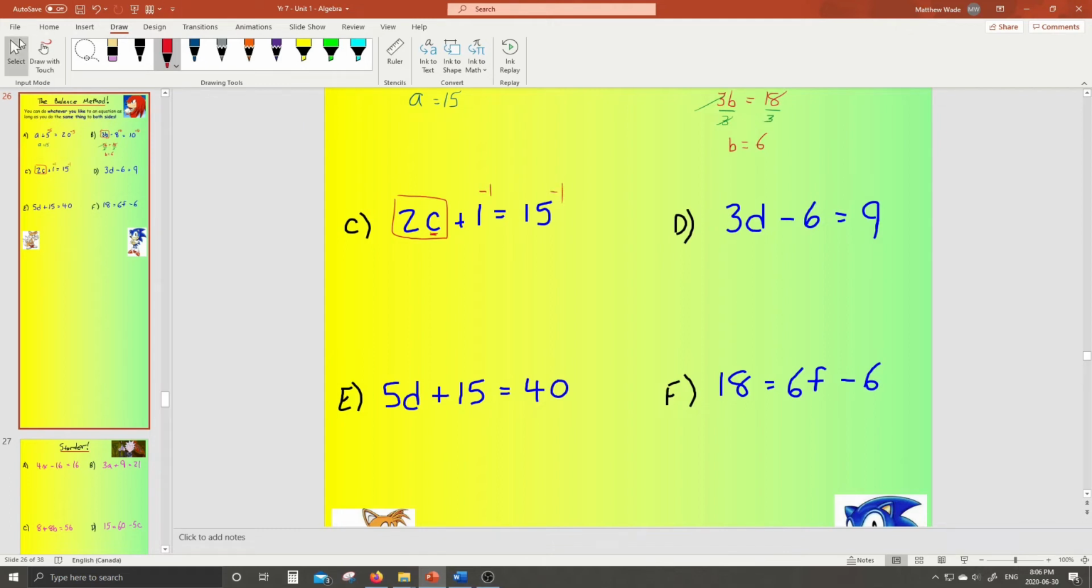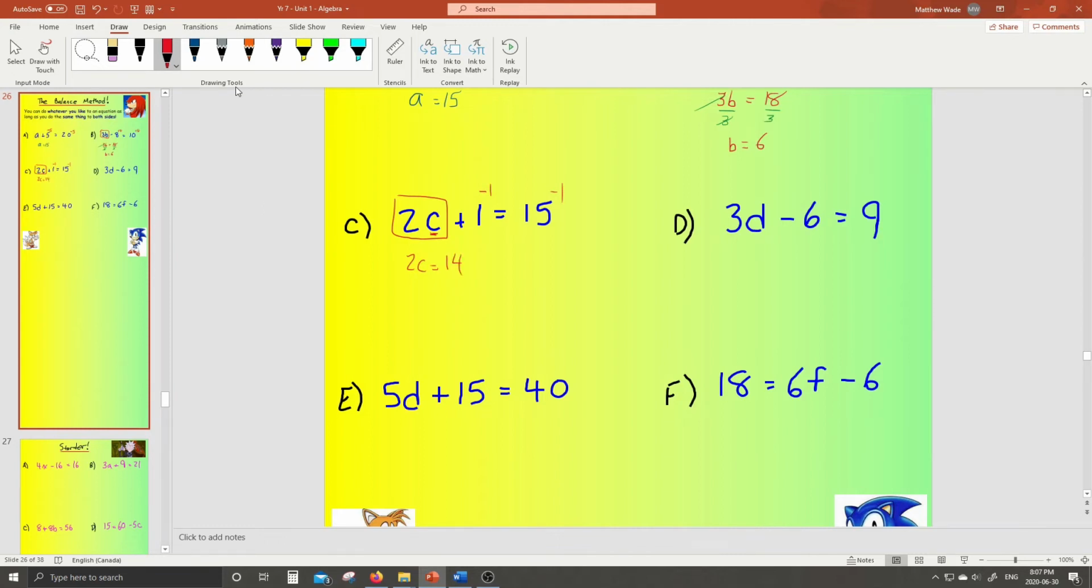What's left on the left-hand side now? Well, you've got your 2 and your C in the box, and then you have plus 1 and take away 1. Well, plus 1 and take away 1, they cancel each other out, leaving you only just with the 2C. So you're left with 2C on this side. On the other side, it's just 15 take away 1, which is 14. 2C is 14.